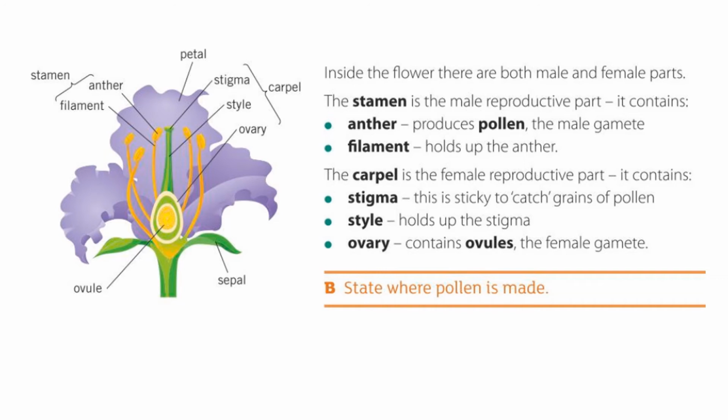So where is the pollen made? It's made in the anther, which is part of the stamen, the male reproductive system.